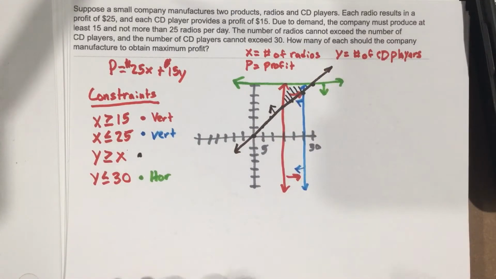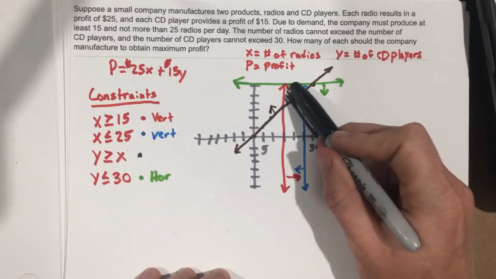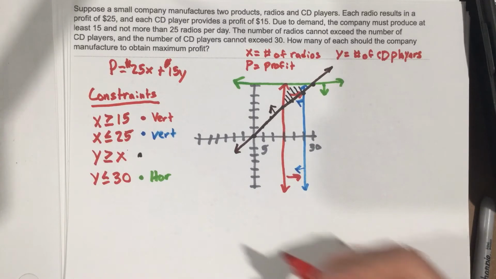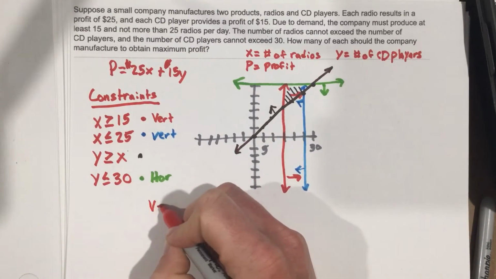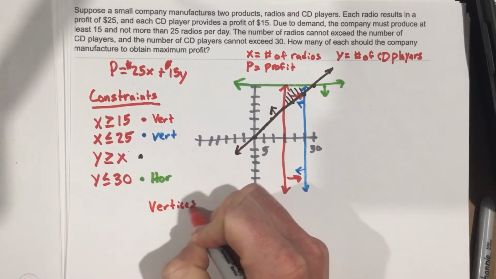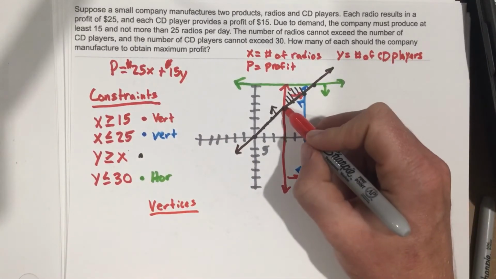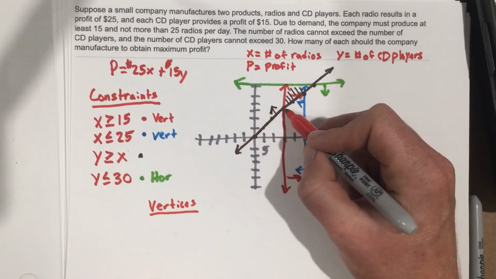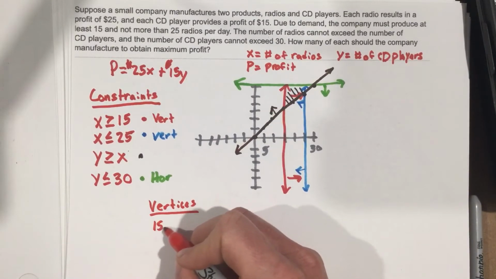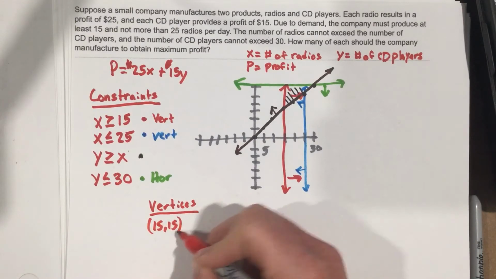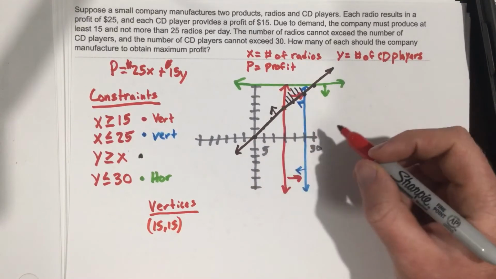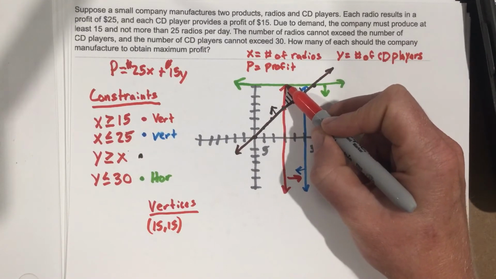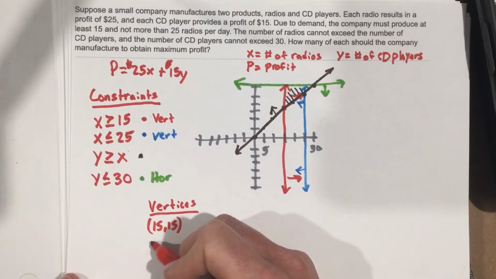Now, if you look, you can see that we have vertices in different spots here. I'm going to write these down here. So, vertices. One of the vertices is 15, 15. That's right here, 15, 15. The other vertice is 15, 30. So this is 15, 30.